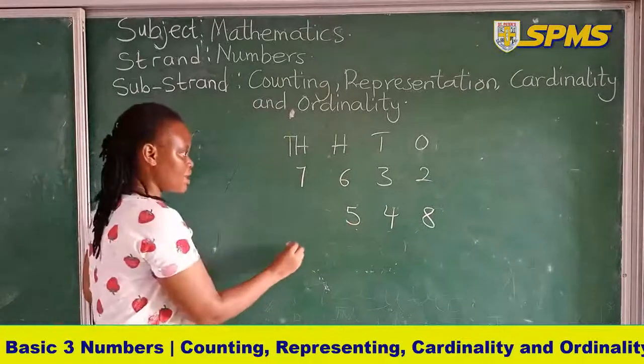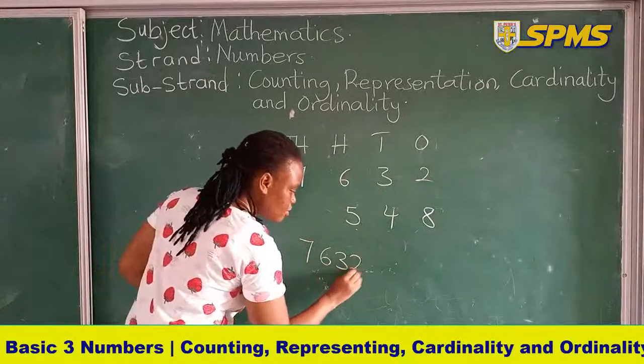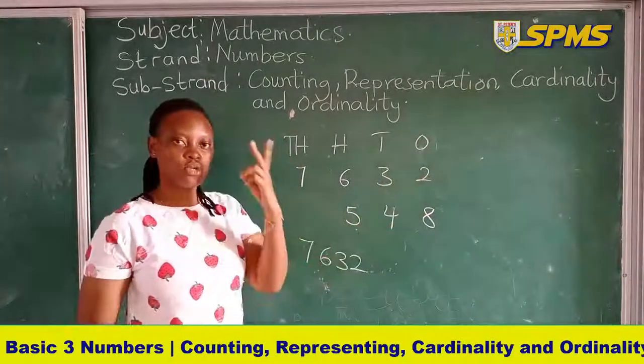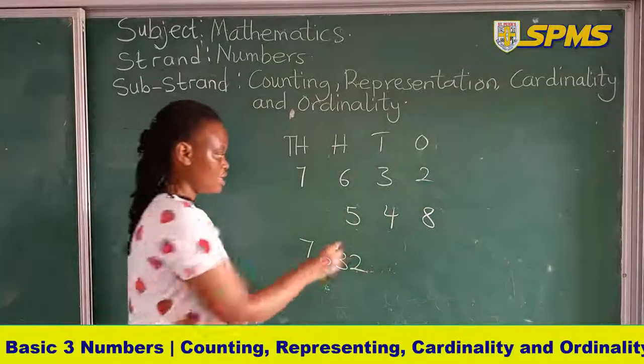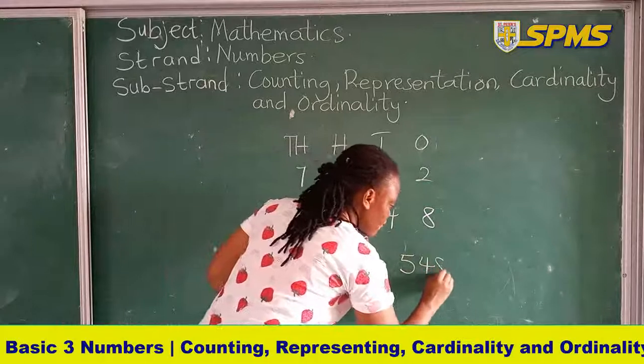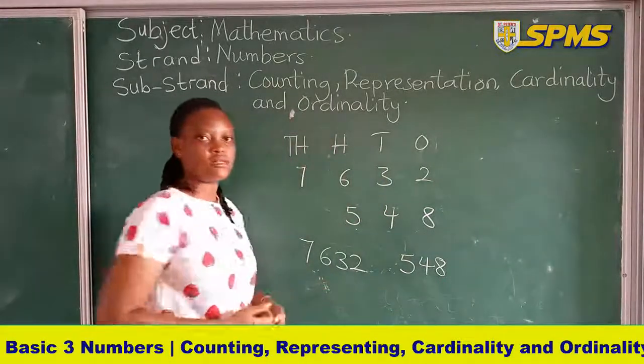So our first number is 7,632. I told you that our last 2 numbers go together. And then this number is 548. So let's compare these 2 numbers.